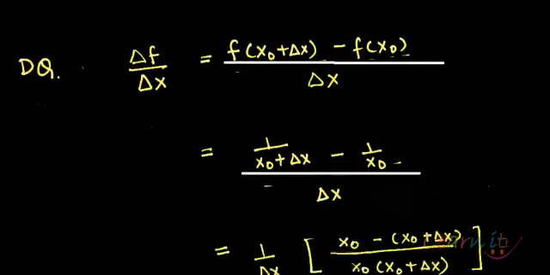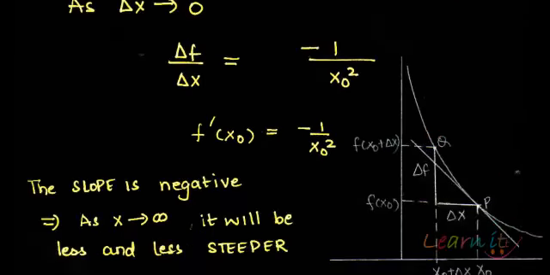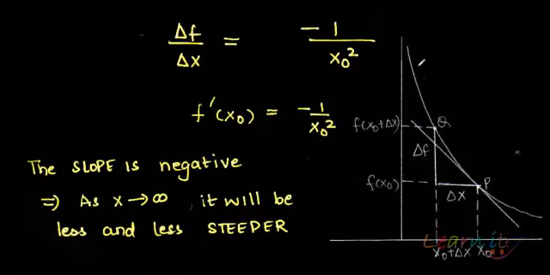Now 1 upon x, if you look at it diagrammatically, what will it look like? Diagrammatically, 1 upon x will be a function of this sort, a hyperbolic function. It will look like this. So say I am at point P and I'm looking at the slope at point P. So that would give me the derivative, right?